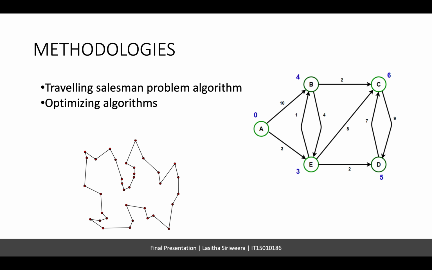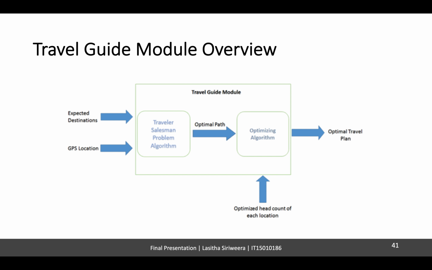I have used two algorithms: the traveling salesman problem algorithm to find the optimal path, and an optimization algorithm to optimize the travel plan. This is the overview of the travel guide module.